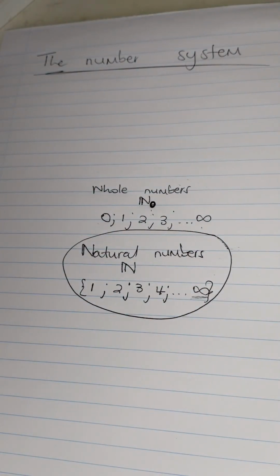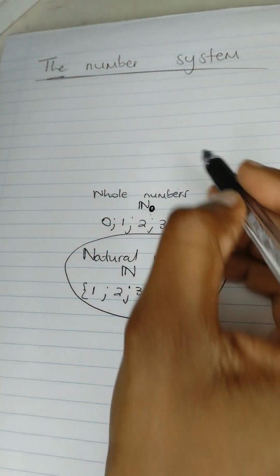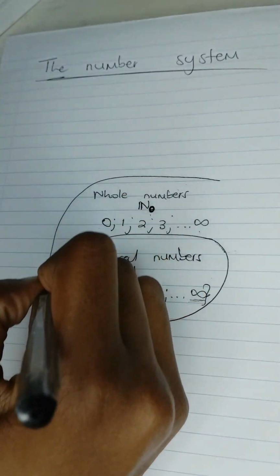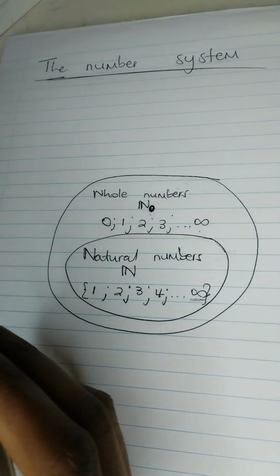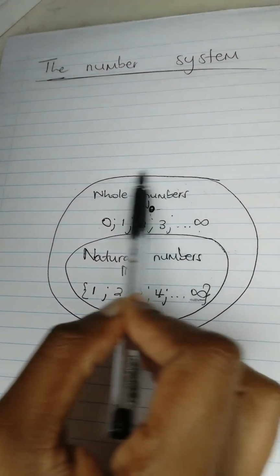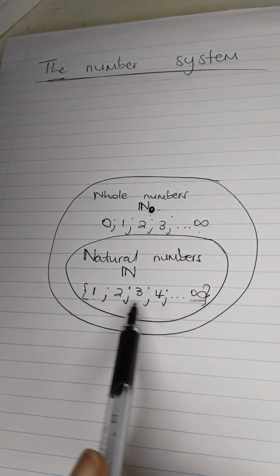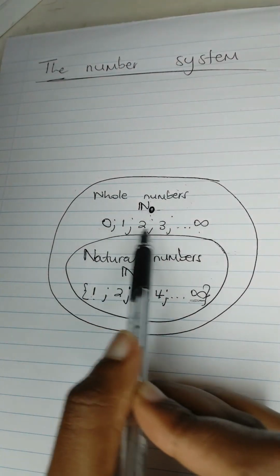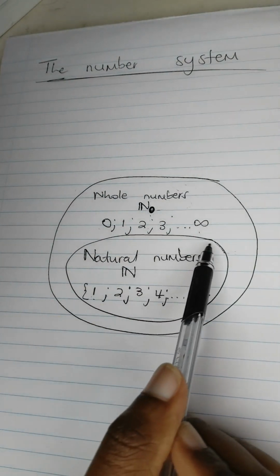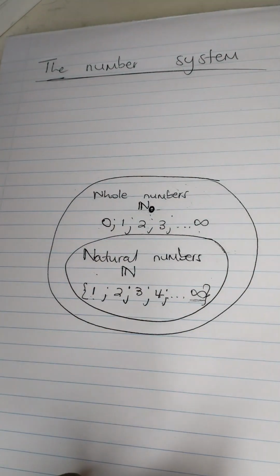Now, infinity means basically there's no end. You are just continuing. Then let's go to the next one. This diagram is just to help you understand when we say whole numbers, what do we have? We have natural numbers, because the numbers that are in the natural number system also exist in the whole number system. That is why the circle of natural numbers is inside whole numbers. I hope you get it.